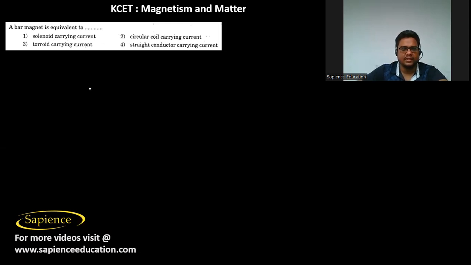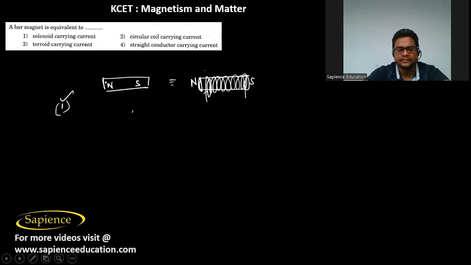So here it is told a bar magnet is equivalent to. So we know that a bar magnet, with North Pole and South Pole at its ends, is equivalent to a solenoid which is carrying current, a current carrying solenoid. When it carries some current, it also produces North Pole and South Pole at its ends, which is equivalent to a bar magnet. So option one is the correct answer.